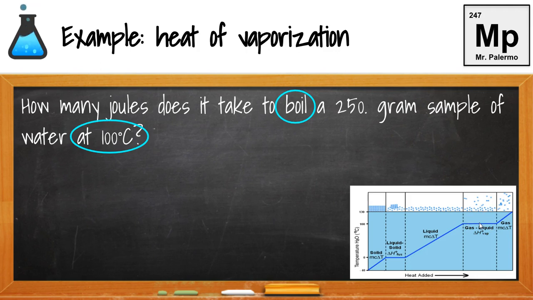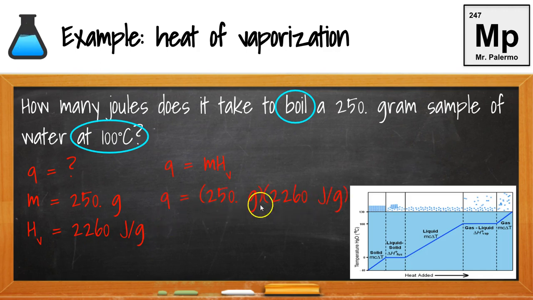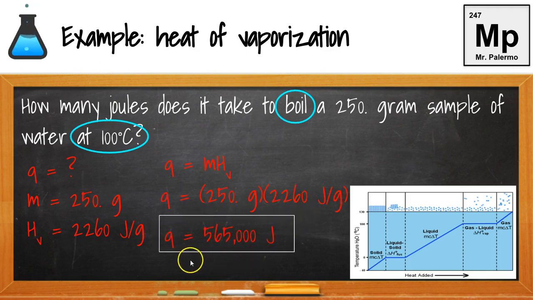So again, we're going to list our knowns and unknowns. So it says how many joules, so we're solving for Q, that's our variable. The mass is 250 grams, and our constant heat of vaporization from table B is 2,260. And so we're going to plug that into our equation, Q equals MHV, where M is the mass, V is that constant, so 250 times 2,260 gives me an answer of 565,000 joules. So it requires 565,000 joules to take 250 grams of water in the liquid phase and boil it.